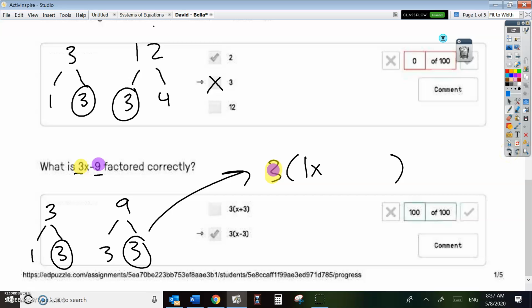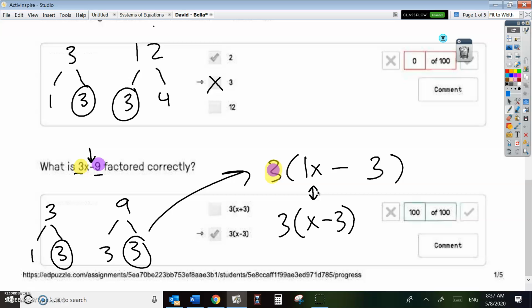Sorry, that's supposed to be this color. There's a subtraction sign in there, so you need the subtraction sign to continue. 3x minus 3. These are the same things here. You wouldn't normally put 1 in front of a variable. You just know that there's one of those numbers.